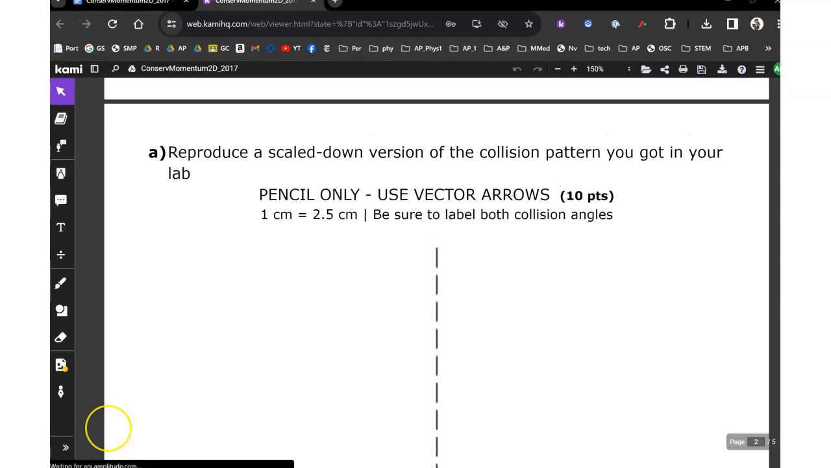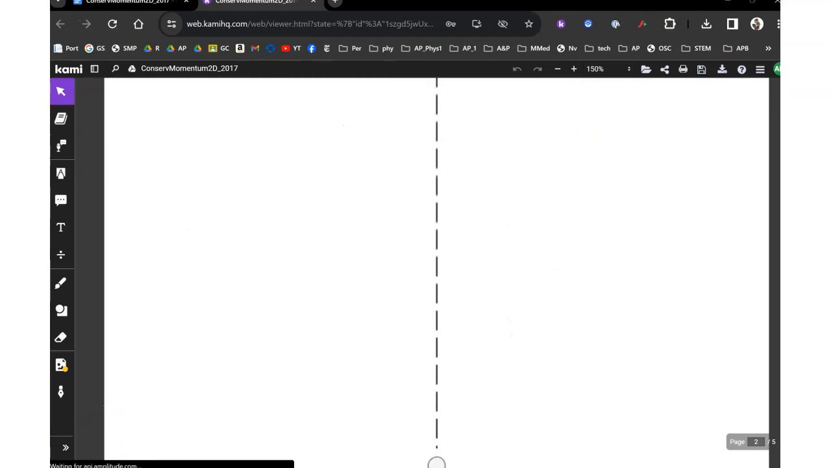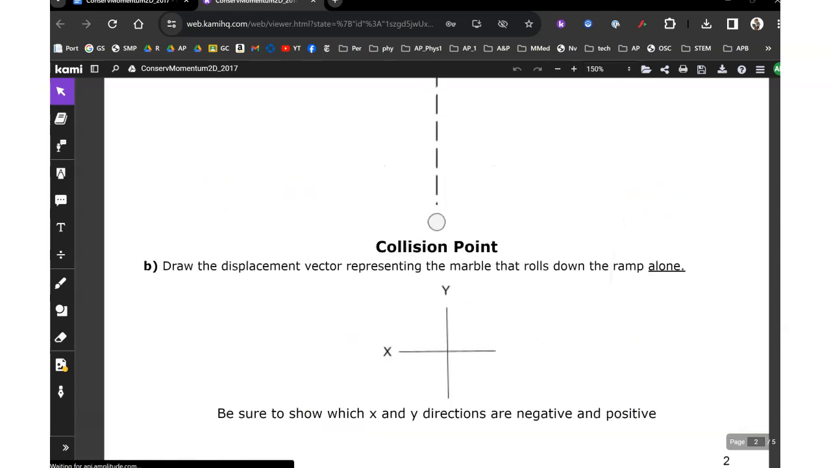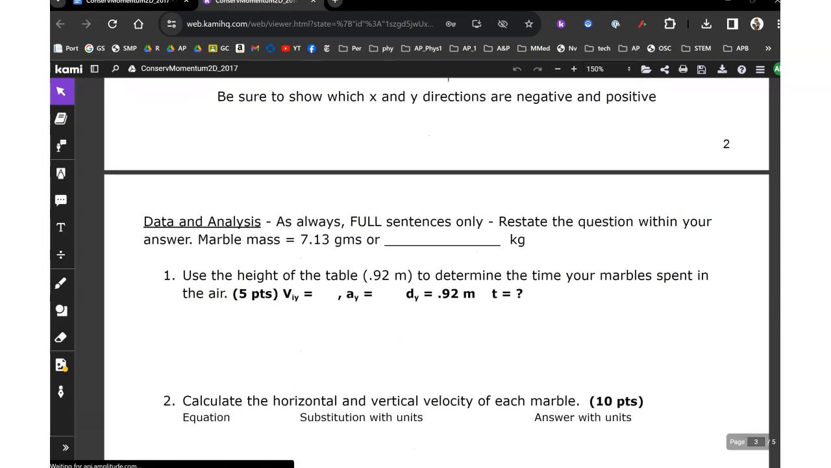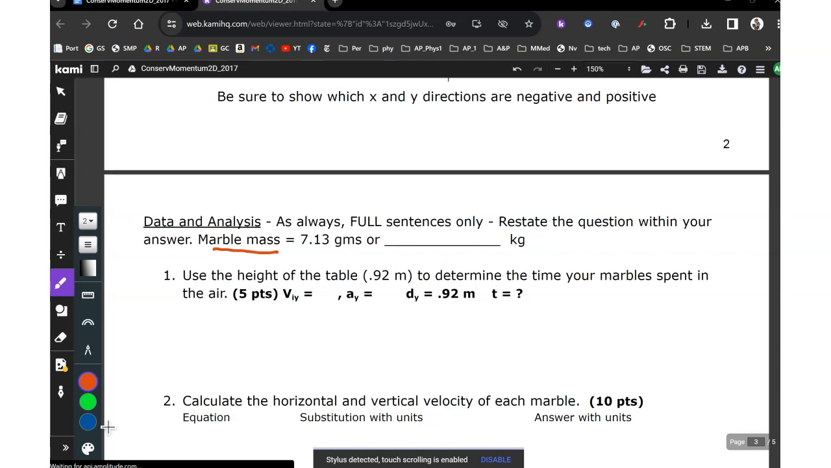All right, I want to give you lots of help on this lab because I think you're going to need it. The picture you did, page 2. How about page 3? First thing off is that 7.13 gram, the mass of the marble, turns out to be 0.00713 kilograms because you move it over 3 places.